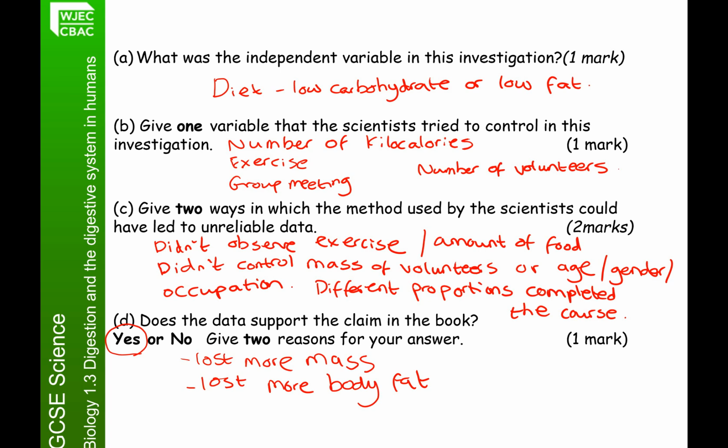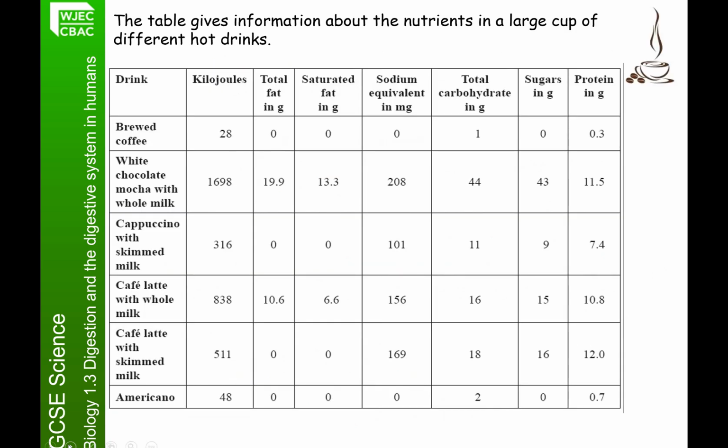Or you could say that the low carbohydrate diet resulted in more HDL, which, as I said earlier, is the good cholesterol carriers. So you've got a better balance between the HDLs and the LDLs. Okay, if we move on to the last page that I asked you to complete, this table gives you information about the nutrients in different hot drinks. So this was about analysing the data to see which of the food groups these different drinks were containing.